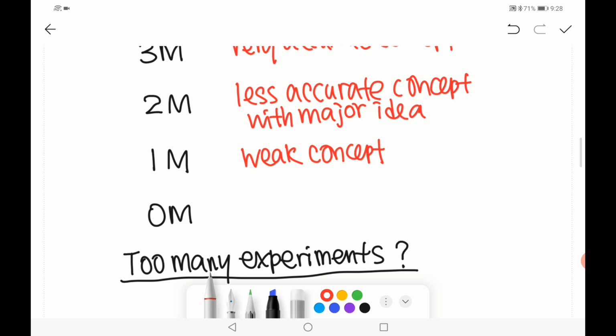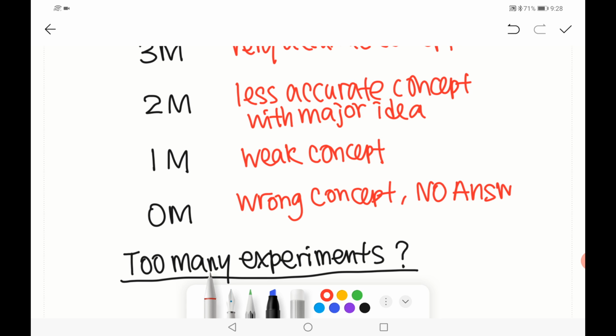You get 0 marks for 2 possibilities only. Number 1, you have a totally wrong concept. Or you have no answer at all. You keep the answer blank, you don't answer at all, then only you get 0.